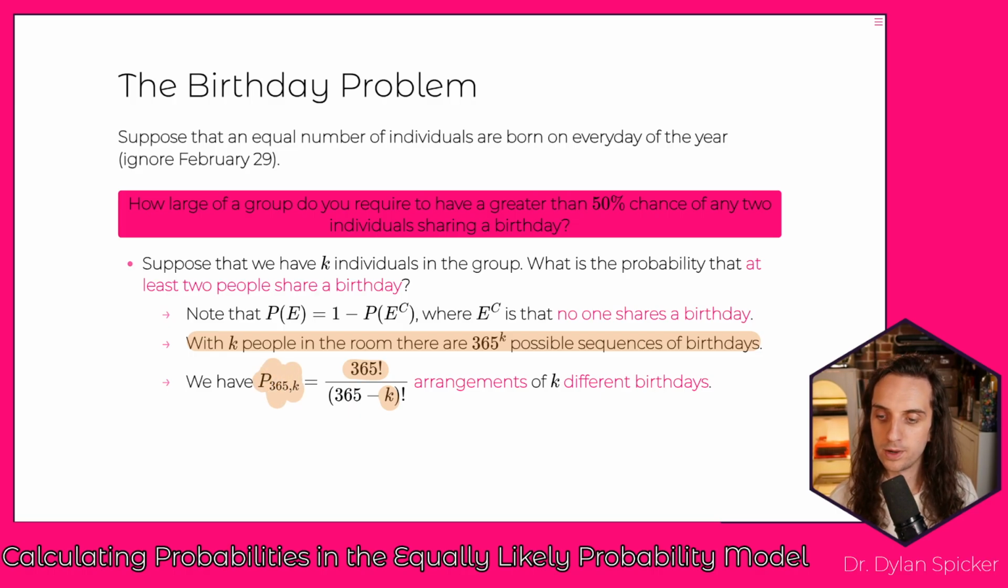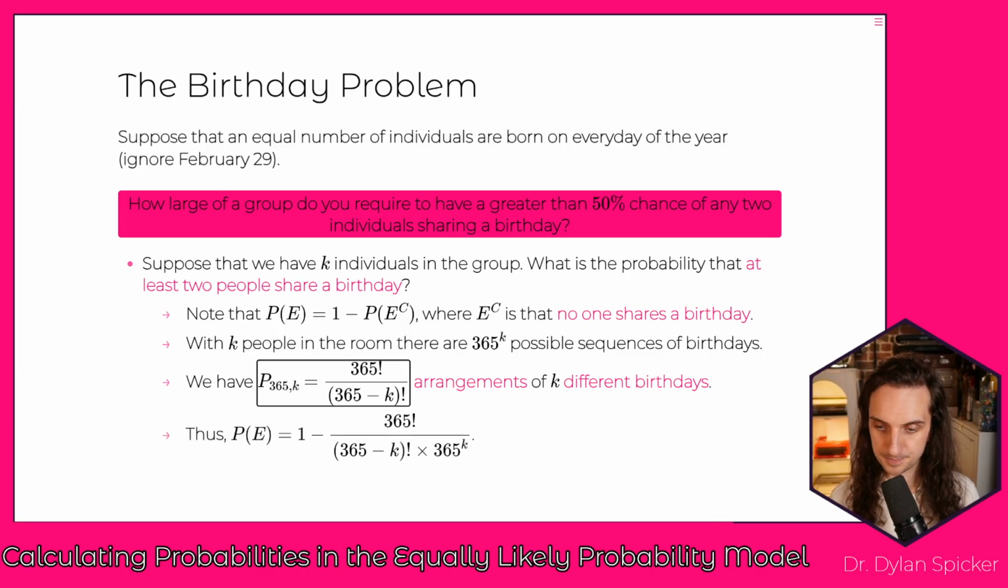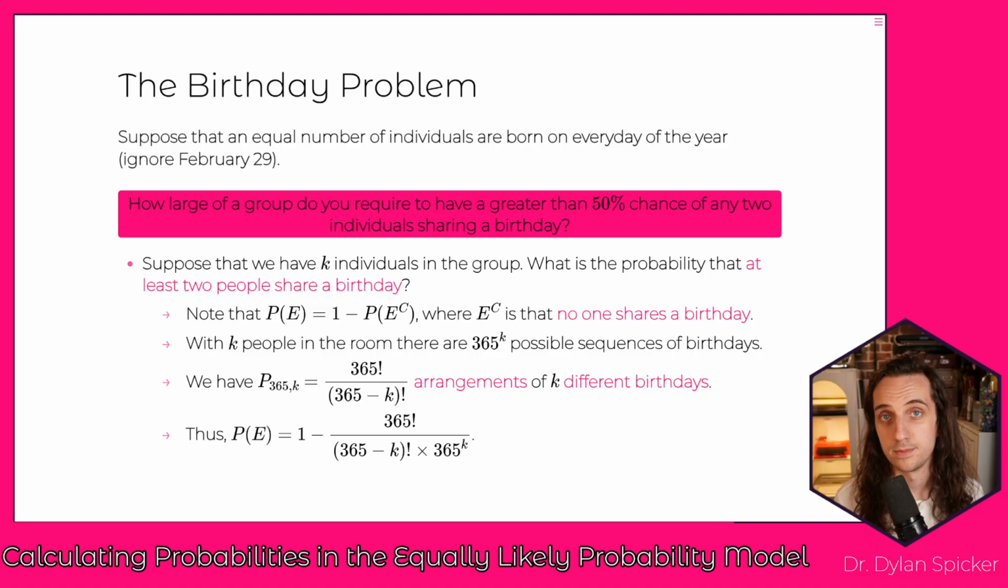And so the number of ways that you can have K different birthdays in a room here is going to be permutations with 365 total, and K items being selected. And so then the probability that E occurs is 1 minus 365 factorial over (365 minus K) factorial, divided by our total number here, which we can write in the denominator as 365 to the power of K. Okay, and so the probability here is going to be this expression.